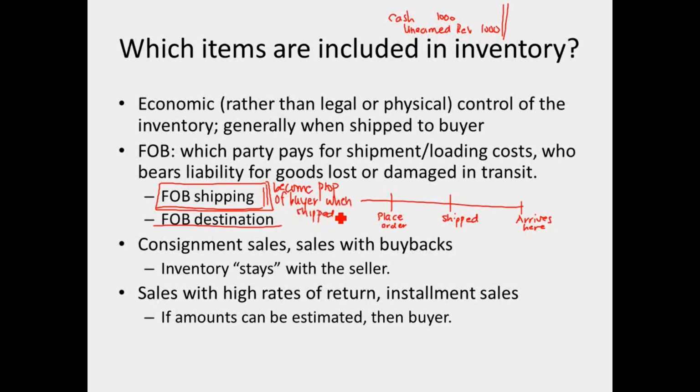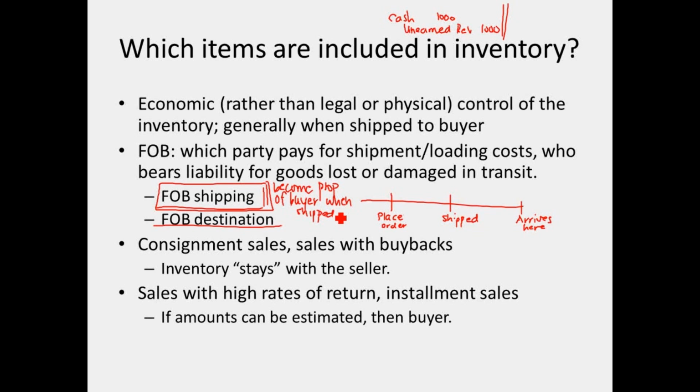Now, you might say, well, that's bizarre, because how could you possibly own it if you don't actually have it, right? Isn't possession nine-tenths of the law? That doesn't matter. The fact is they are your inventory. You could conceivably sell them at this point and just divert them somewhere else, right? They are yours to sell. They are legally and economically yours.